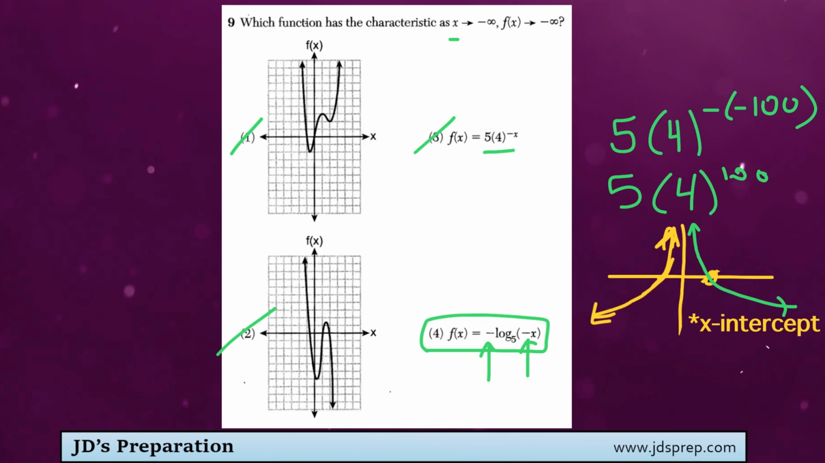So hopefully you can visualize that. And of course, you can always check this with your graphing calculator if you wanted to. But we can see visually here that as x approaches negative infinity, f of x is also going to approach negative infinity. It's going down and to the left. So that verifies that option number 4 is definitely our correct solution.